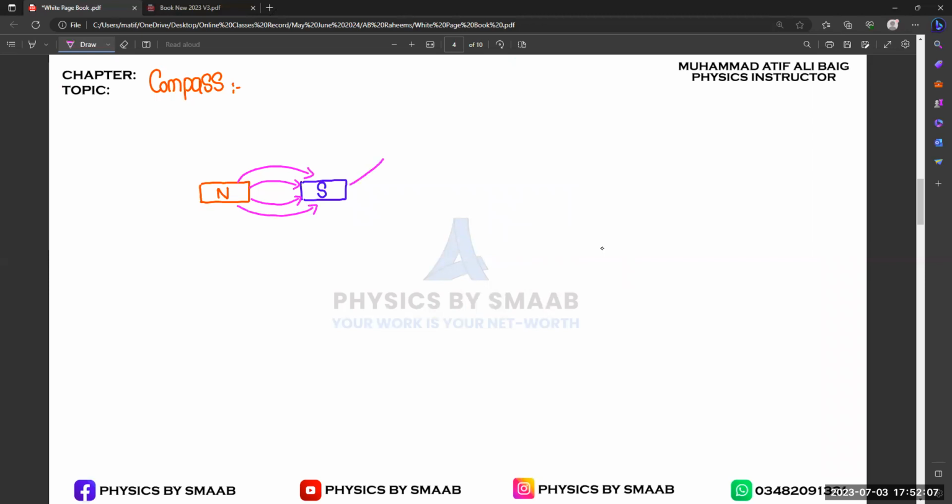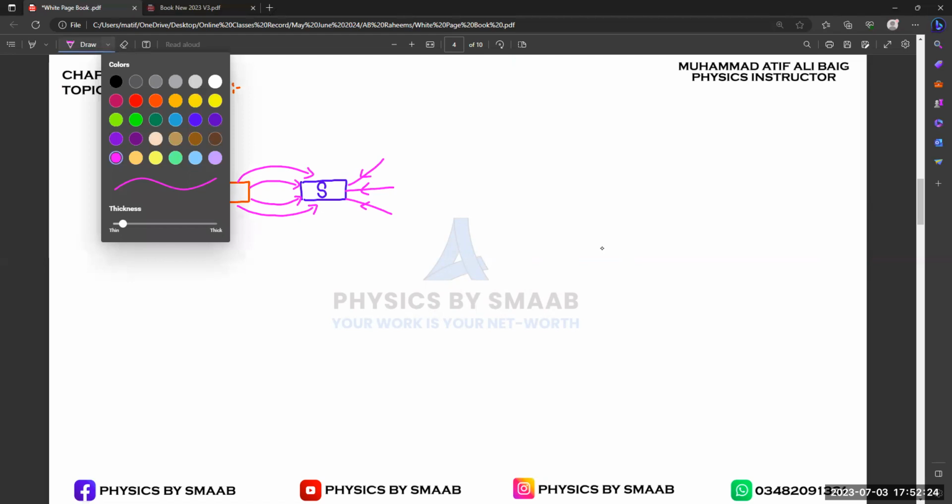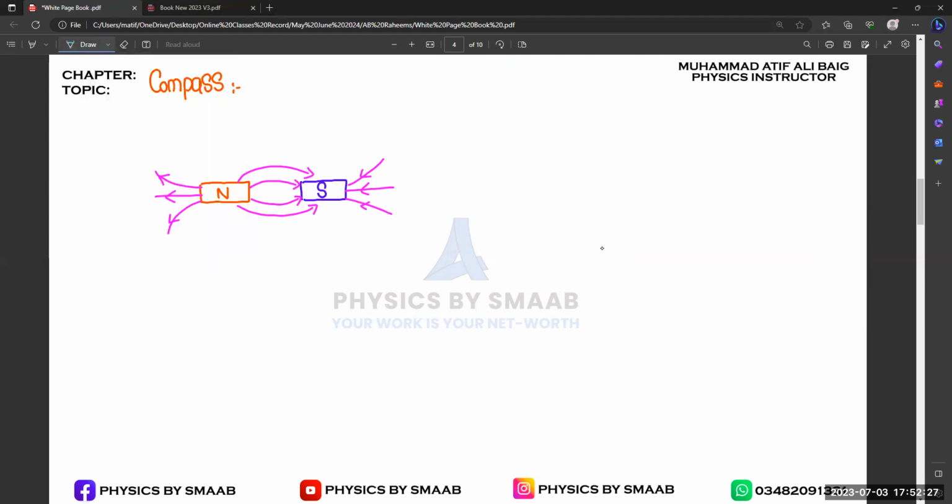and radially inward from the backside, and radially outward from this side of north. Okay, let's suppose I'm not drawing a detailed line over here because we need to focus on the compass. And let's suppose we placed a compass over here and one compass over here, right?